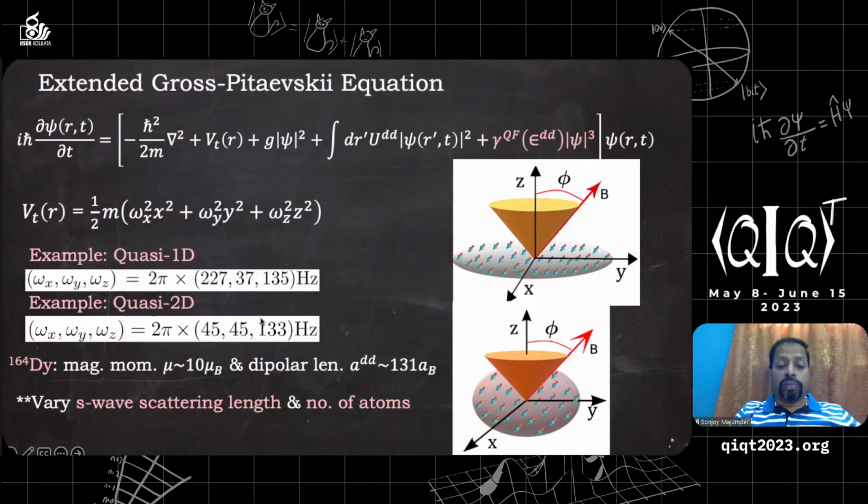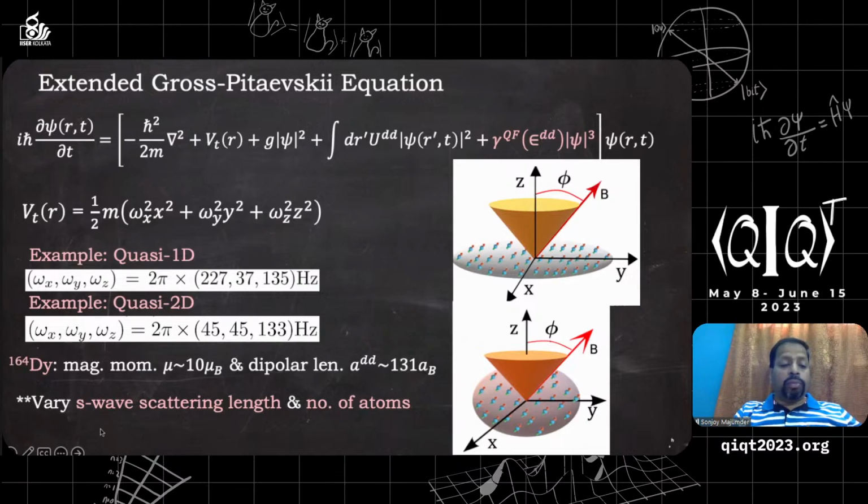Similarly, if you make the frequency high in the z direction, keeping low frequency in the x and y directions, you will have a distribution of the density profile in the xy plane. That will be quasi-2D. So this is quasi-one-dimensional, and this is quasi-two-dimensional, for dipolar BECs. This may be the direction of the magnetic field, which can have the angle phi, giving you the dipole-dipole interactions. Now, for this presentation, we'll use the dysprosium-164 variant for the dipolar BECs, whose magnetic moment is 10 times the Bohr magneton. The dipolar length is 131 times the Bohr radius.